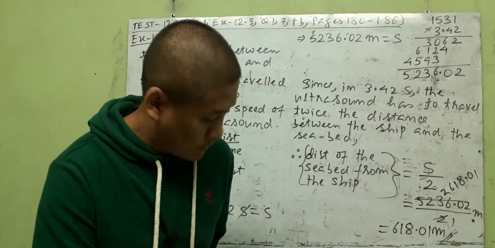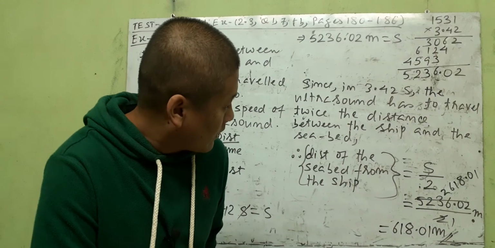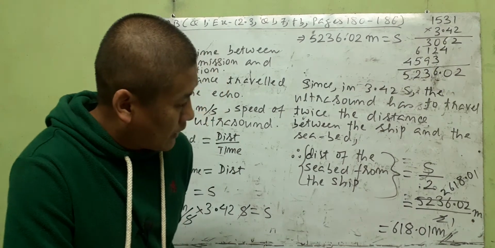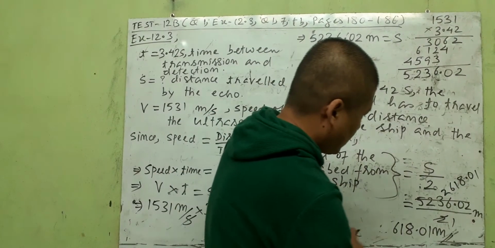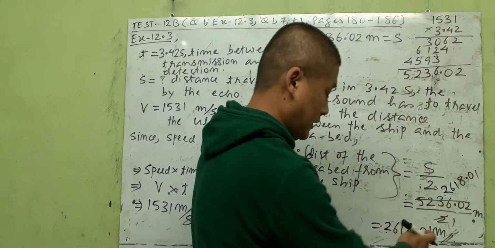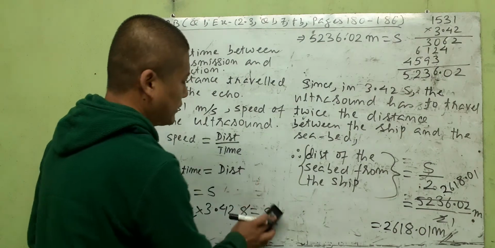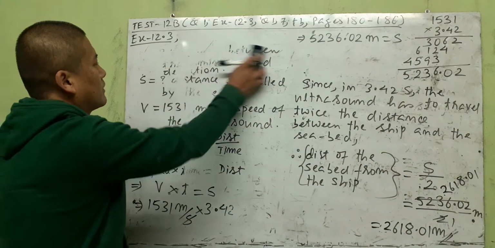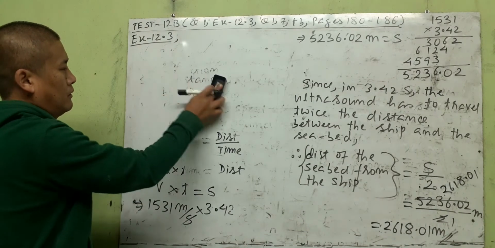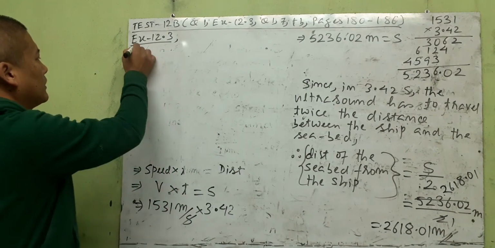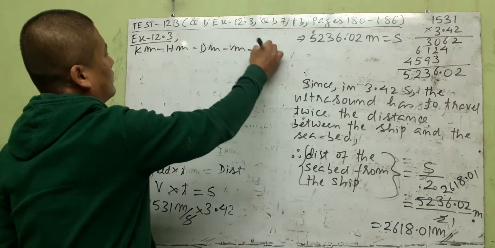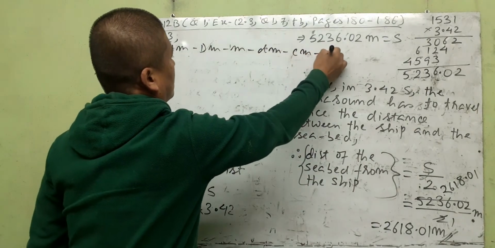So that will be 2618. Sorry, here, see, I missed out the 2. So like this, or sometimes they ask in kilometer. So in such a case, we are now familiar with the conversion of units for length, right, which is kilometer, hectometer, decameter, meter, decimeter, centimeter, and millimeter.